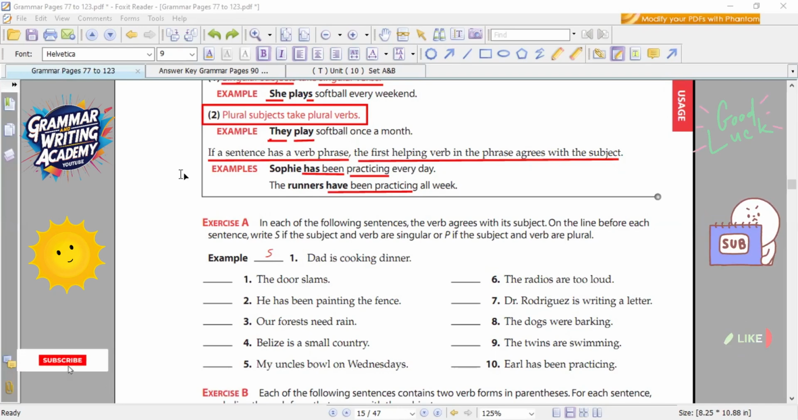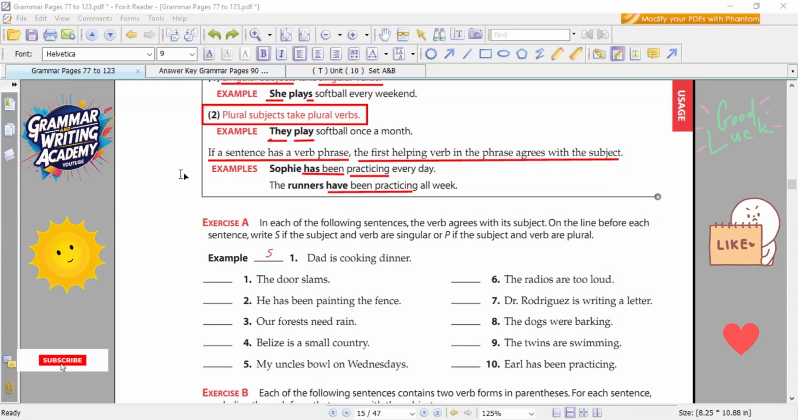Example. Dad is cooking dinner. Good. Here we have dad, which is going to be a singular subject, and we have is cooking, a verb phrase. Is here is a helping verb, and it's also in the singular form. For this reason, we're going to write S beside it. You can answer for me the first two, 1 and 2.